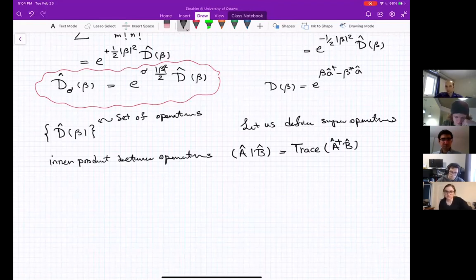All right. Look at the linear product of D beta, which is the super operator that I have, with D beta prime. What is this quantity?